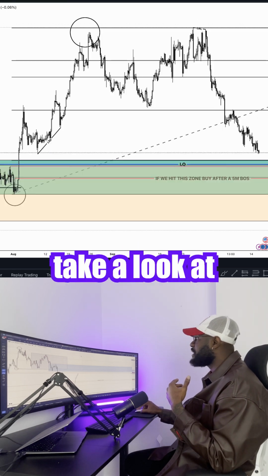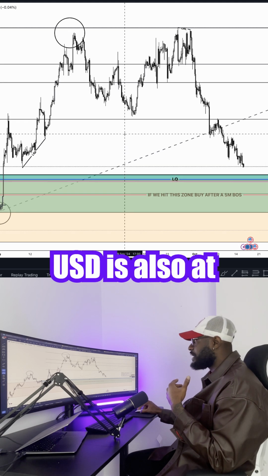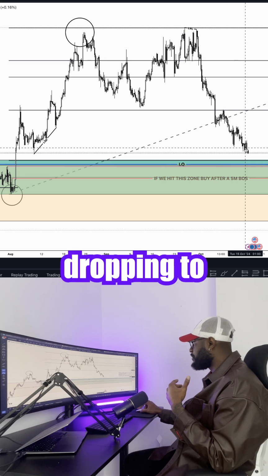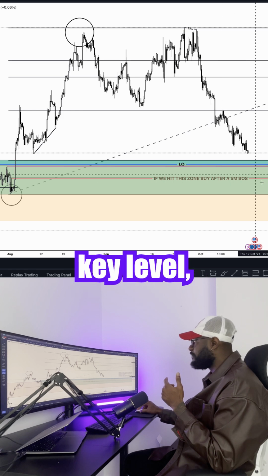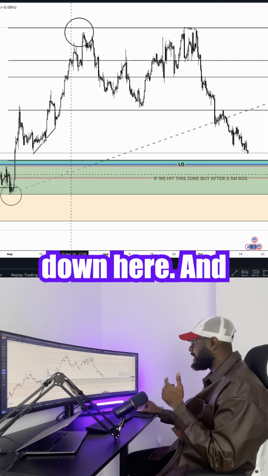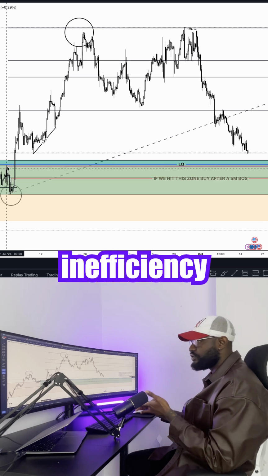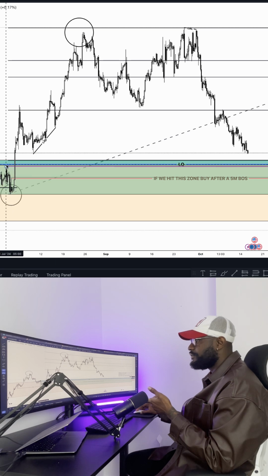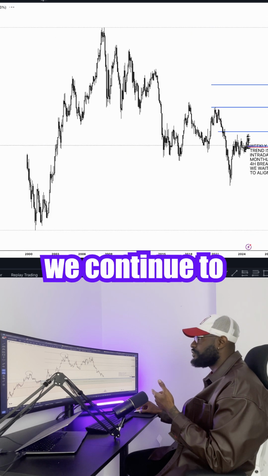If we now take a look at euro US dollar, it is also nearing a very critical level. Euro has been dropping to the downside. If you've been watching my videos, even when euro was around this key level, I've been talking about euro coming down here. The reasons: number one, this low resistance liquidity; number two, the inefficiency; and number three, this was the last move to the upside. This was a high, a low, and a break of structure, so I was anticipating a potential retest before we continue to the upside.